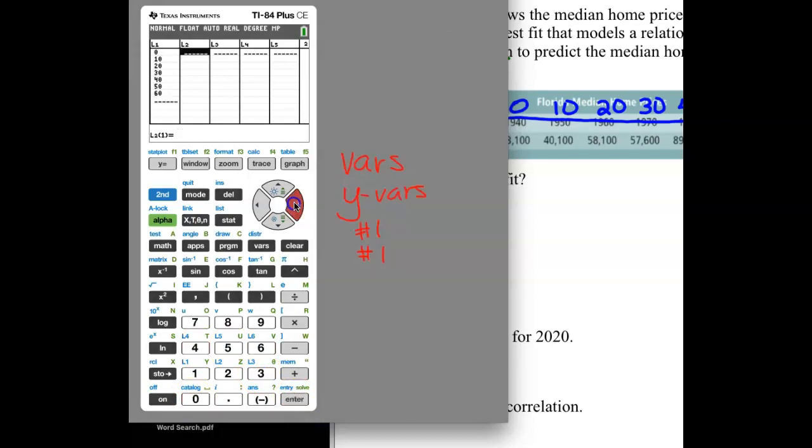So we've adjusted those x values. And then our median home price, 23,100, 40,100. One too many zeros there.